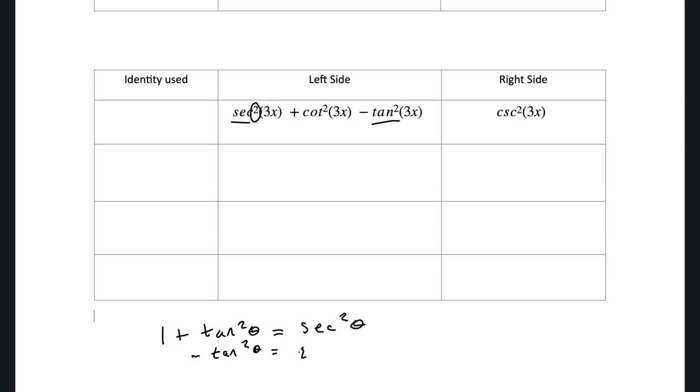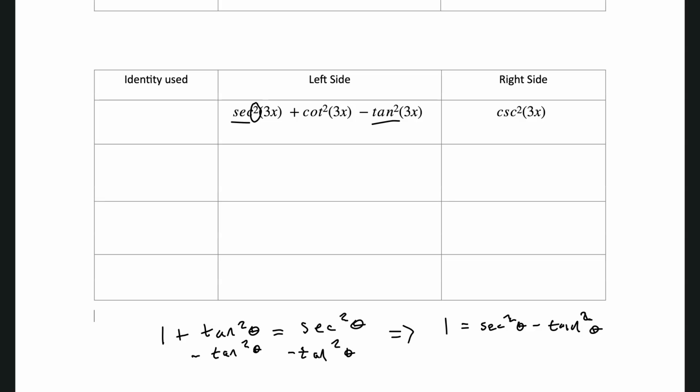Sorry, did not mean to put that equal sign. Let me try to erase that. Okay. And when we do so, our new identity is going to read 1 is equal to secant squared theta minus tangent squared theta. Again, sorry about this pen. For some reason, it's not really working with this application, but anyway. This is our new identity.